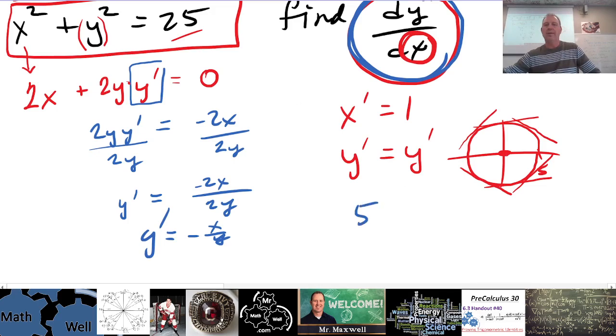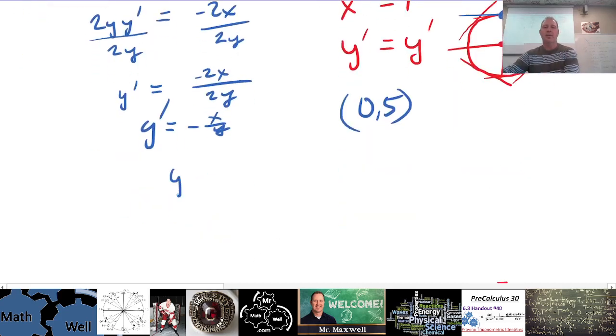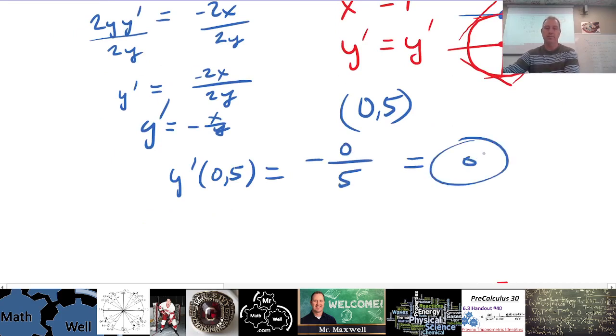For example, what's the point on this circle? Let's say 5, 0. Well, no, that's a bad one to start with. Let's do 0, 5. I know that's this point right here. Now, what should the value of the derivative be at this point? It's a circle. This is the very top part of the circle. What's the slope of the tangent line? It's a horizontal line, so it should be 0. So y prime evaluated at the point 0, 5 would be negative 0 divided by 5, or 0.